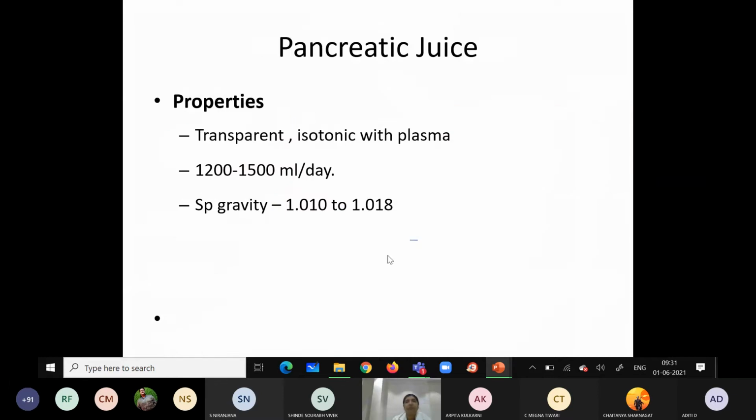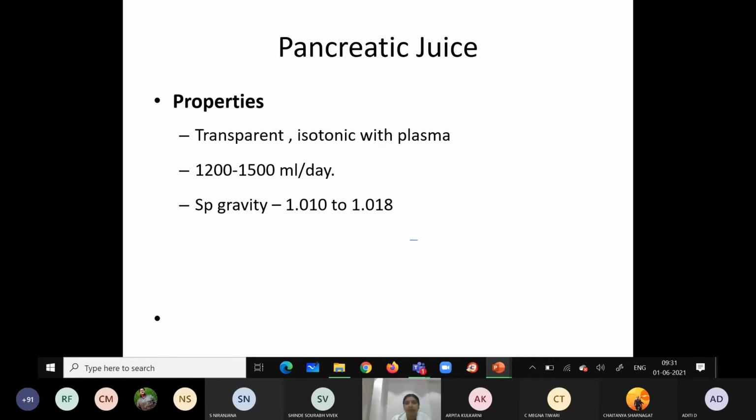Okay. Now coming to the main physiological part, that is pancreatic juice. Now you must remember there are a few characteristic features of pancreatic juice which I have already told, right? And now coming in detail, the properties of pancreatic juice. Any juice or any secretion we study in the gastrointestinal tract, you must first remember the properties, because they are specific to that juice only.